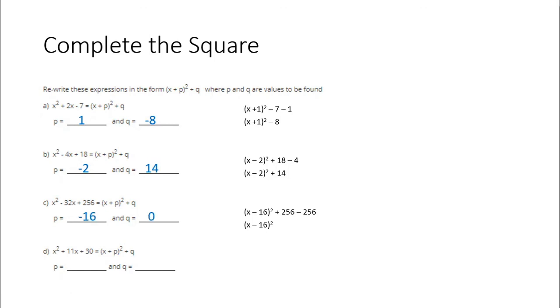Last question. This time we're going to work with some decimal values. I need to half the b value, which is half of 11 is 5.5. I know I want positive 30 outside the bracket, but what I don't want is the 5.5 squared. So I've minused off 5.5 squared, which is 30.25. So that's going to give me 0.25, -0.25, sorry, outside the brackets. So my p-value is positive 5.5 and my q-value is -0.25.